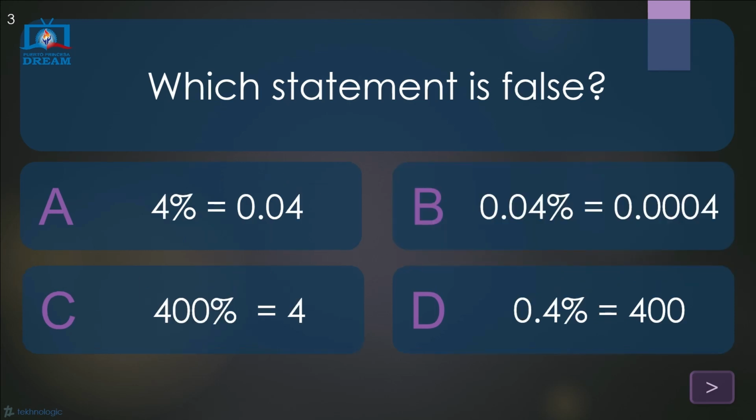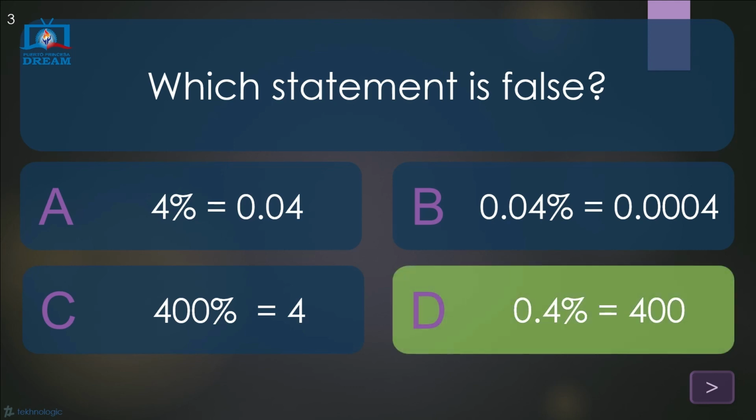Number 3. Which statement is false? A. 4% is equal to 0.04. B. 0.04% is equal to 0.0004. C. 400% is equal to 4. D. 0.4% is equal to 400. The correct answer is D. 0.4% is equal to 400.